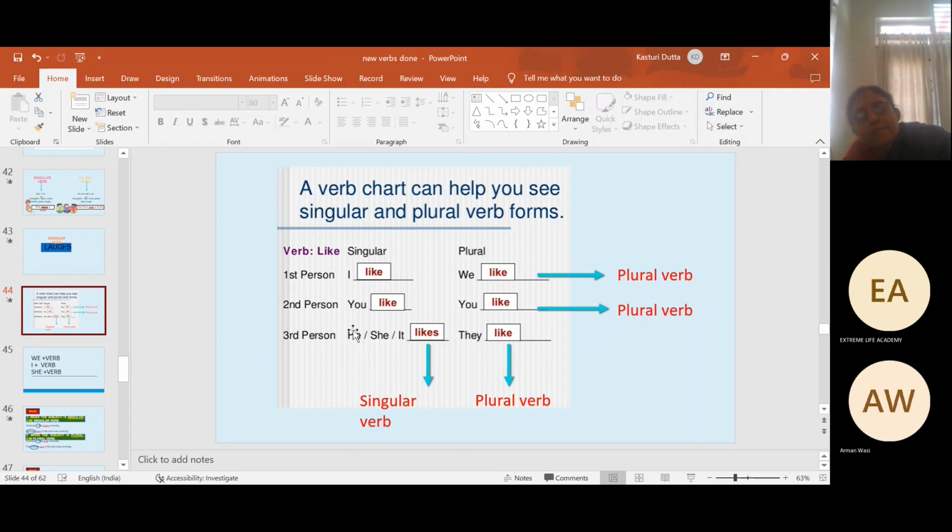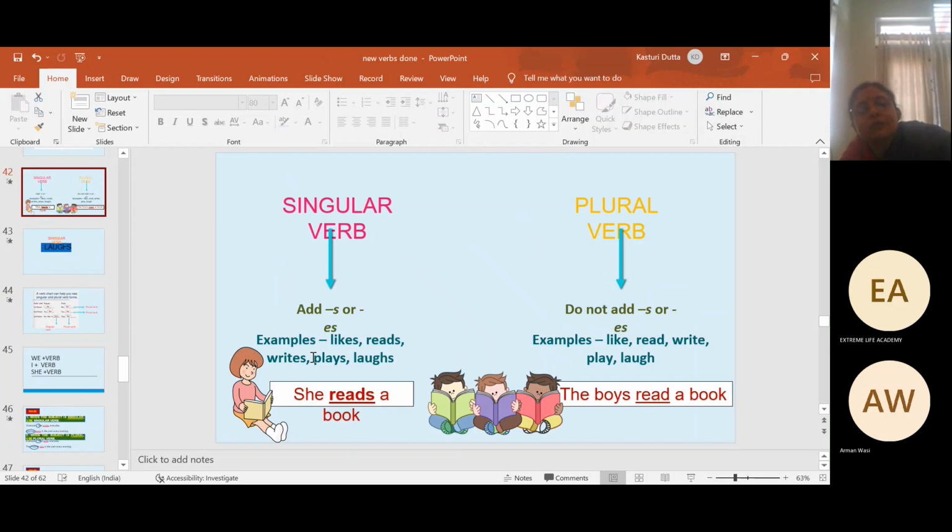What will it be? He goes to the market. Why? Explain to me why. Because he is a singular third person, and that is why we are adding s or es, keeping in mind the rule. Okay, so you don't be bothered about the singular verb. You just see the subject. That is what I'm telling you.